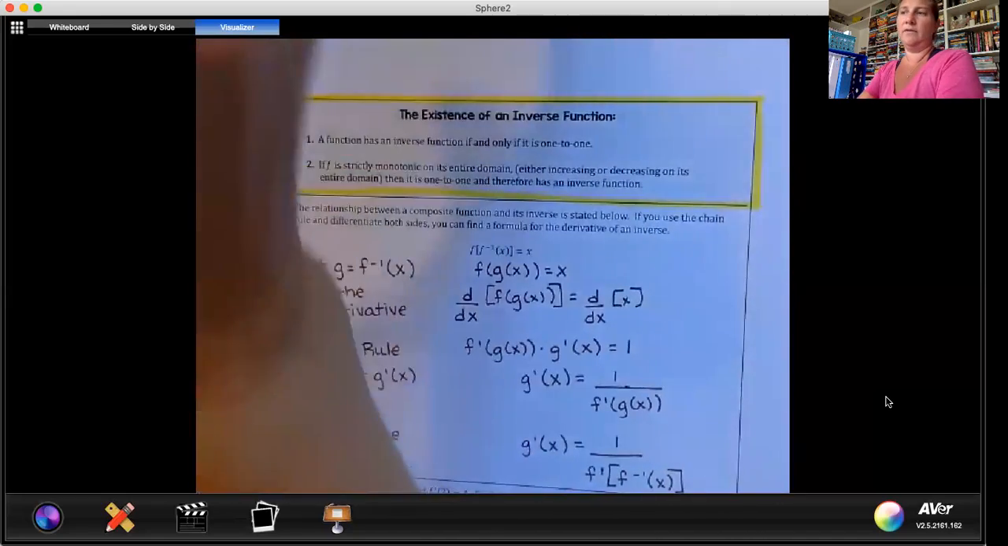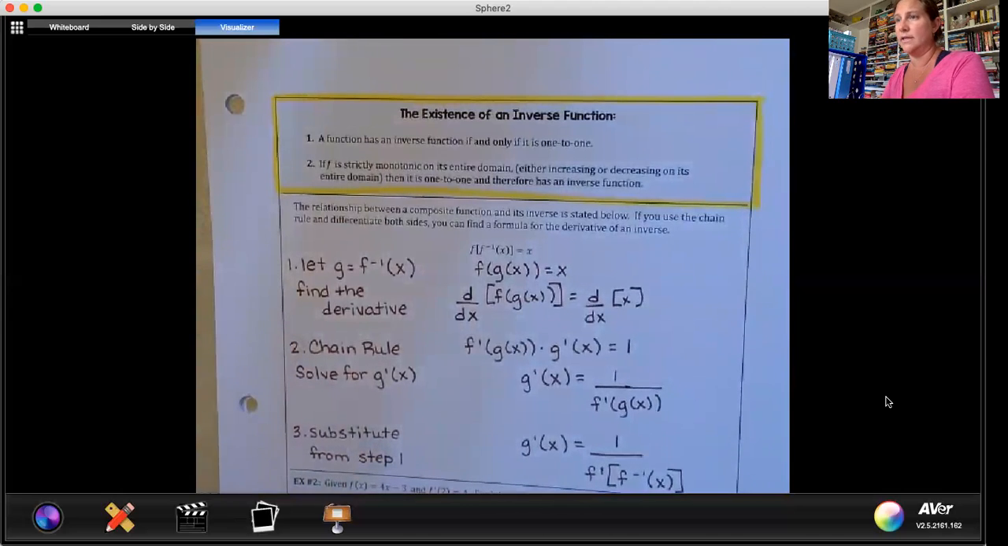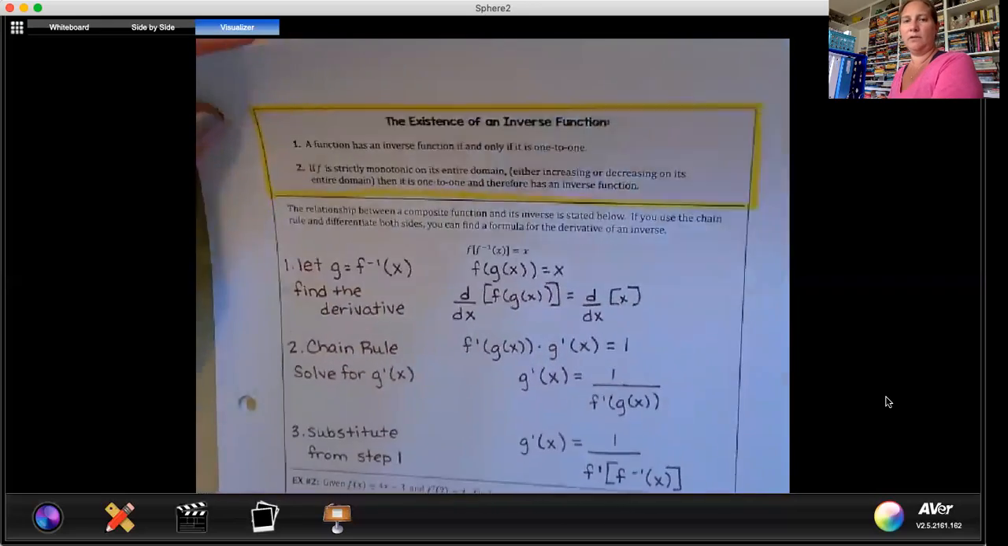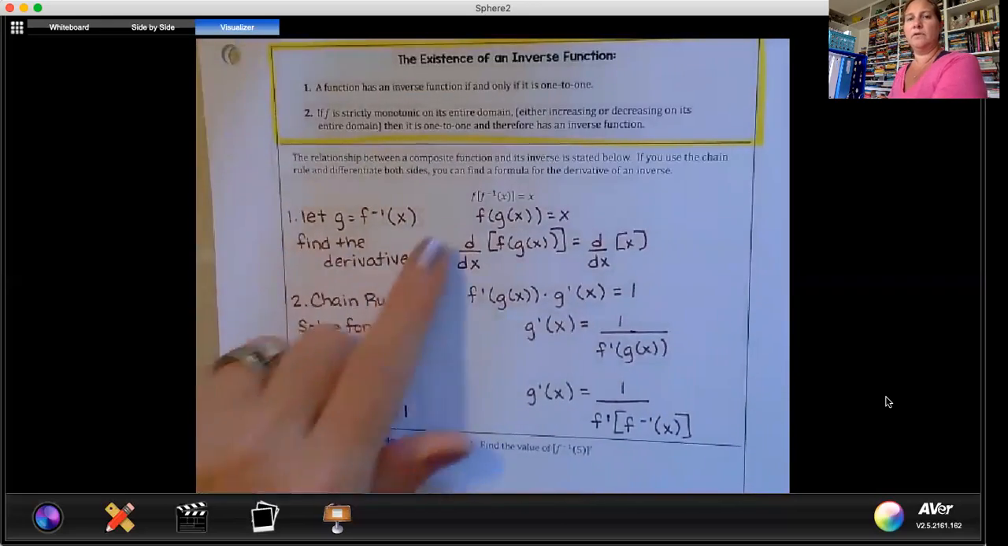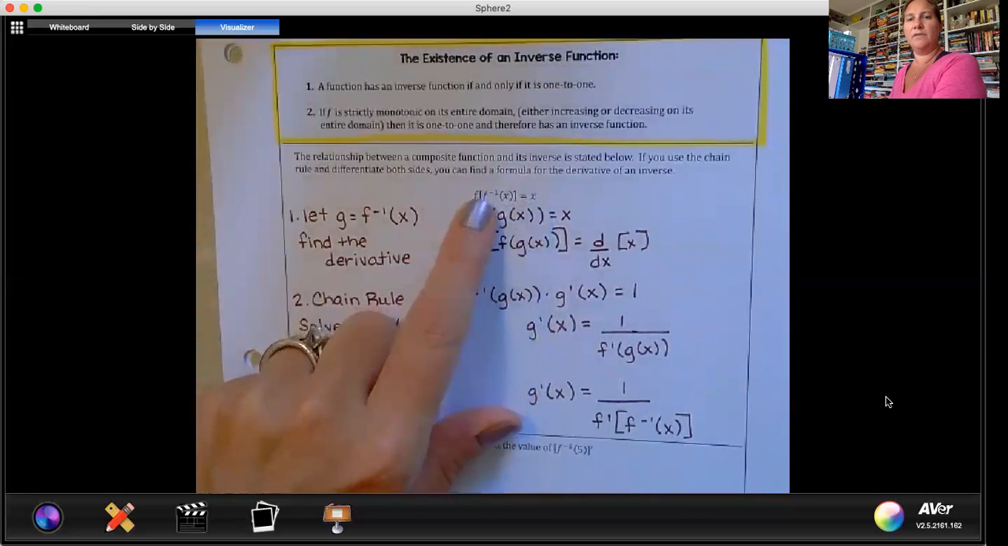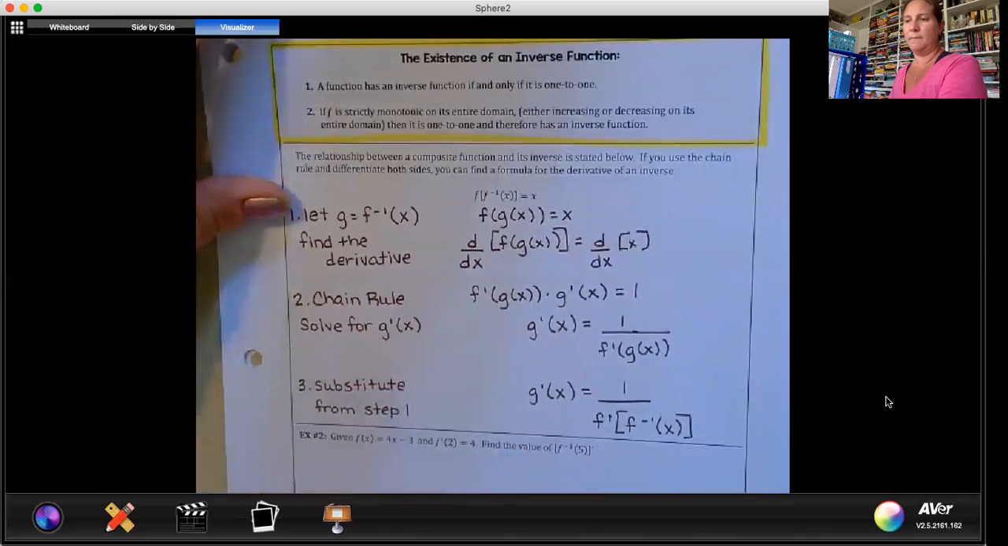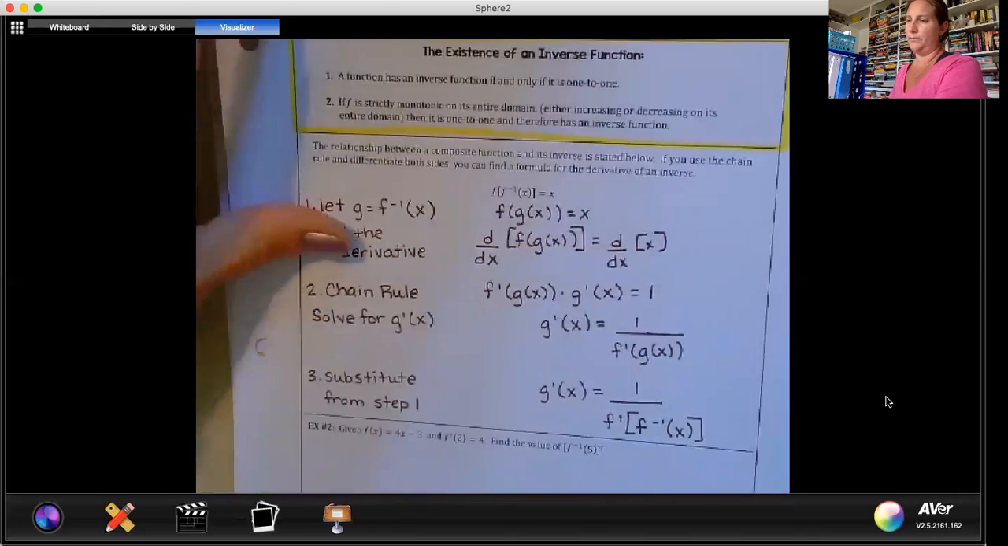The existence of an inverse function. A function has an inverse if and only if it's 1 to 1. One piece of the domain goes with one piece of the range. If f is strictly monotonic on its entire domain, that means it's either all the way increasing or all the way decreasing, then it's 1 to 1 and therefore has an inverse function. So what you see here, and you guys are going to want to pause your video, is the proof to why f of the inverse of f is equal to x. And so what we've done here is derive the formula of finding the derivative of an inverse function. So again, pause your video, get that down, and we're going to use that in example number 2.